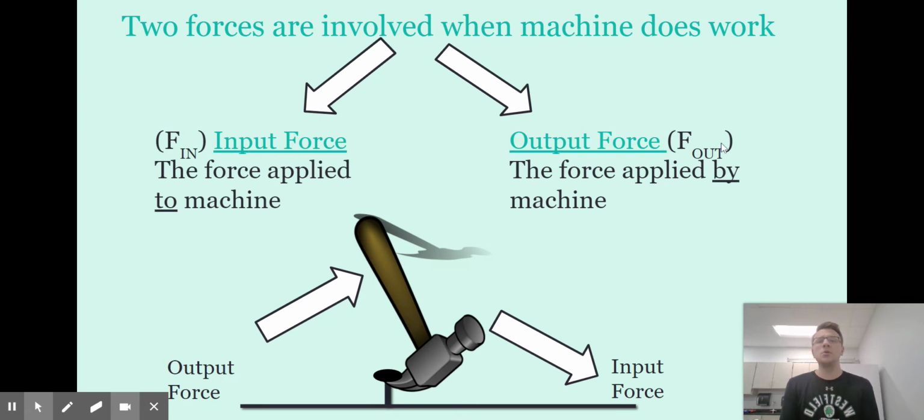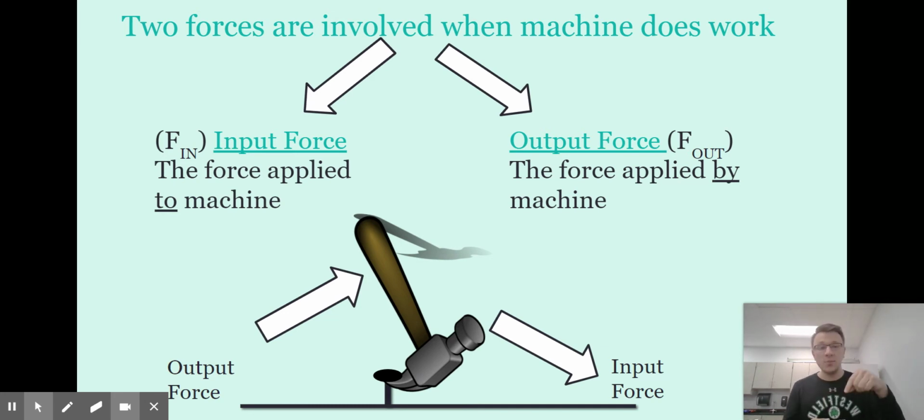So there's two forces involved when a machine does work. You've got your input force and your output force. And if you've ever used a hammer to pull out a nail, then you've experienced this. And so you use the backside of the hammer to pull the nail out, right? But what you have to do is wedge that thing in there, and you start pulling the hammer, right? Well, that's your input force.